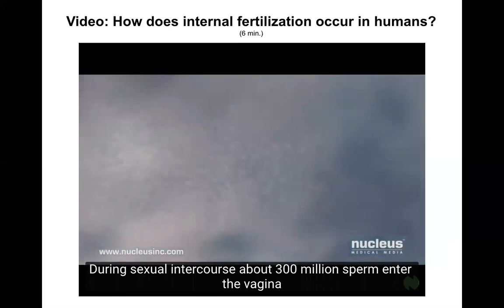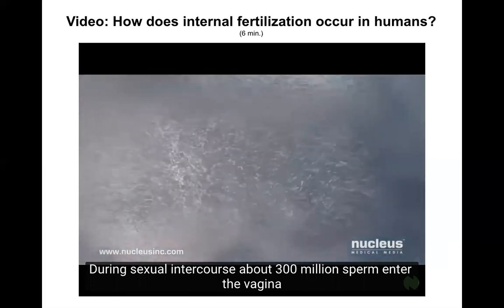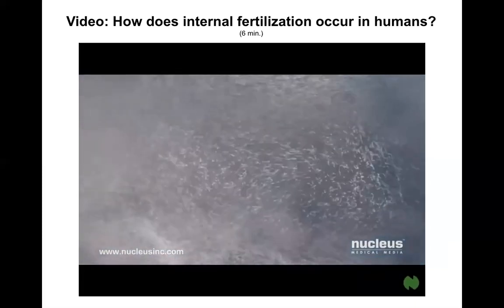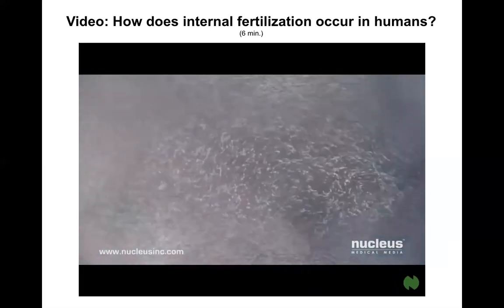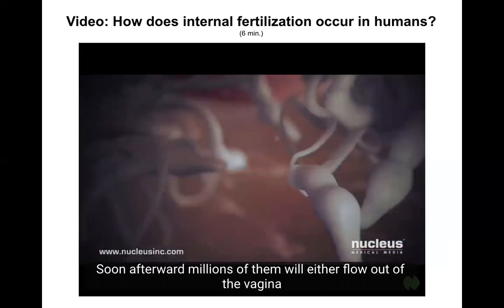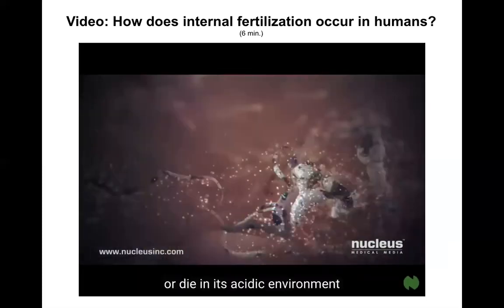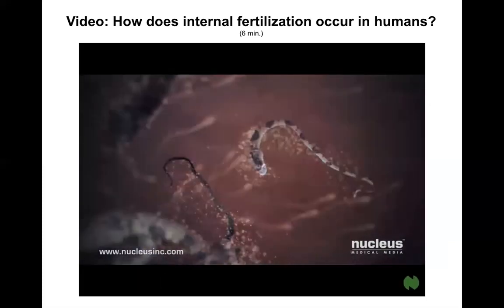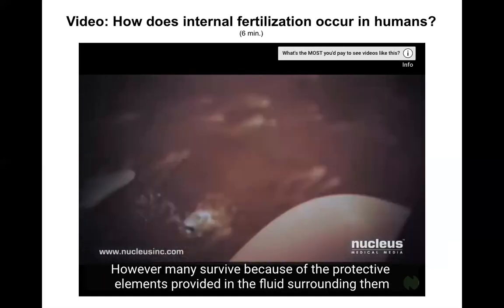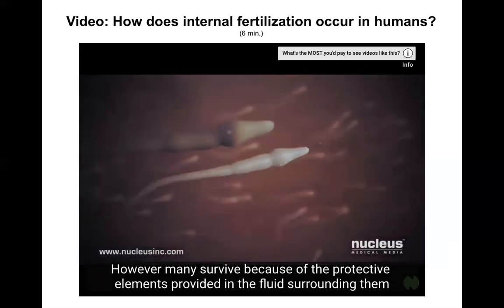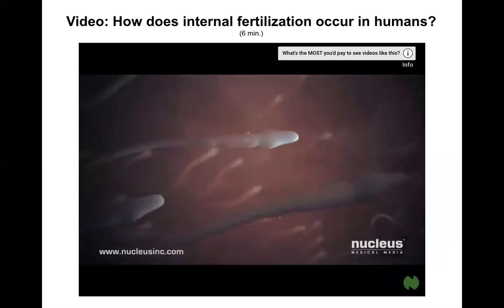During sexual intercourse, about 300 million sperm enter the vagina. Soon afterward, millions of them will either flow out of the vagina or die in its acidic environment. However, many survive because of the protective elements provided in the fluid surrounding them.